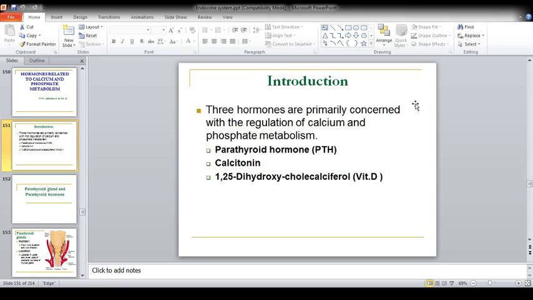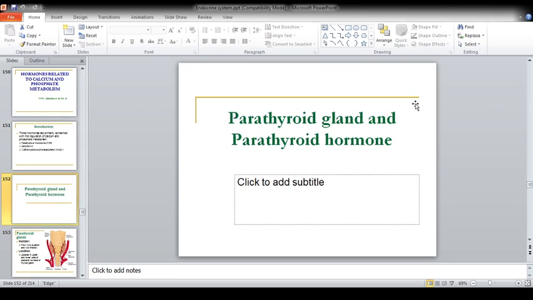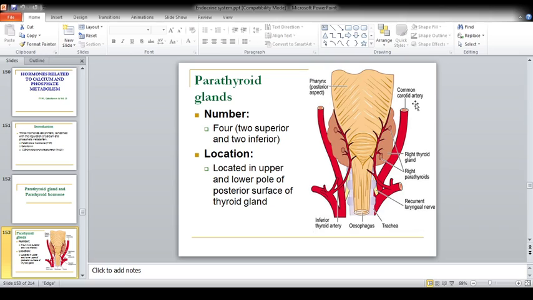The parathyroid hormone, the calcitonin, and 1,25-dihydroxycholecalciferol, which is also known as vitamin D. The main hormones responsible for its regulation are the parathyroid hormone and the calcitonin. Parathyroid hormone is the next hormone that we are going to study, and it is secreted by the parathyroid gland.